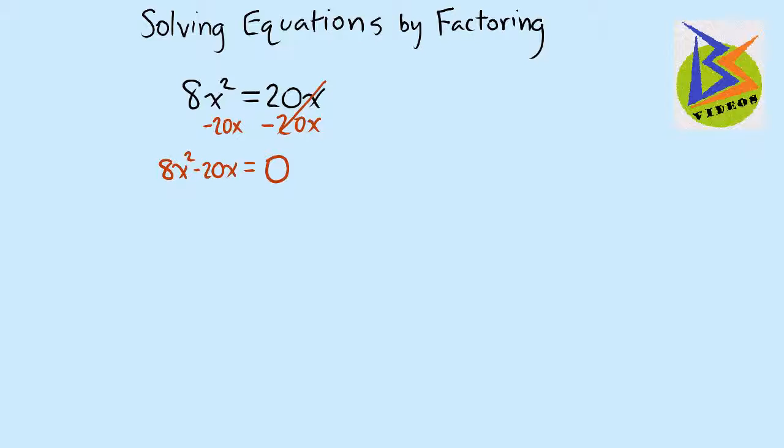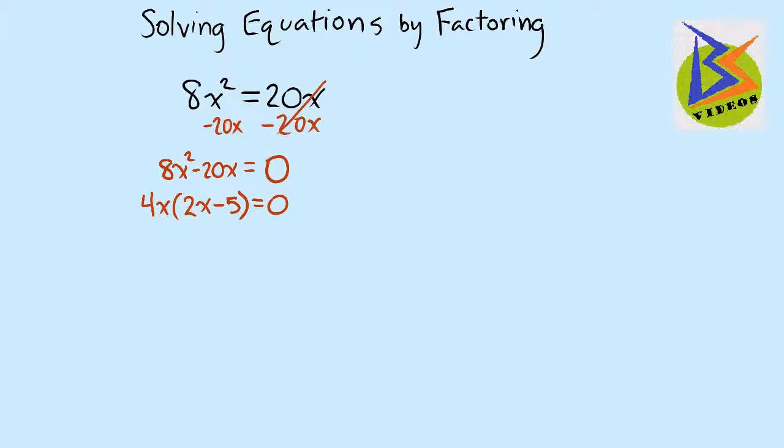Now, since we're looking to find the solutions to this, we are going to pull out our greatest common factor between 8x squared and minus 20x. And so when we look at that, we see that we have a 4 and an x that are common, and it's our greatest common factor. So we're left with 4x times 2x minus 5 equals 0.